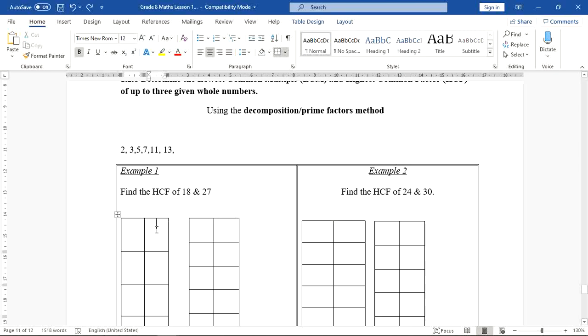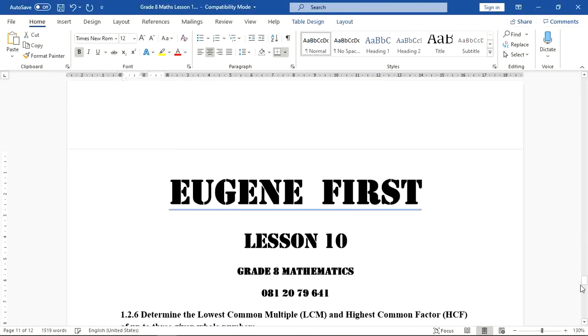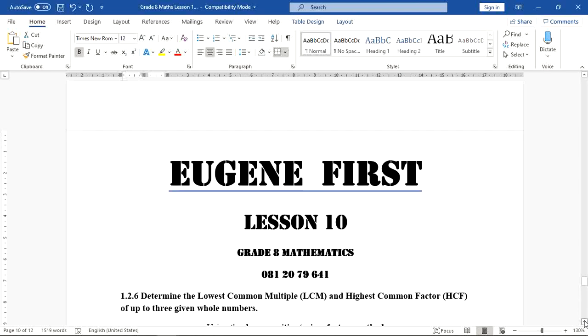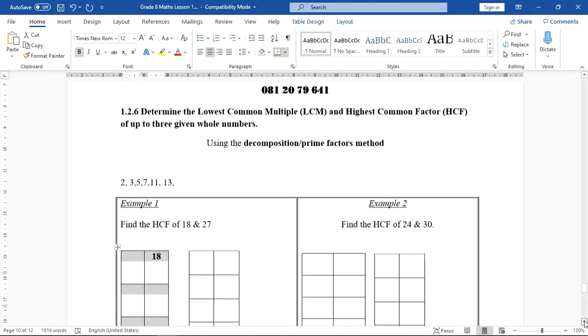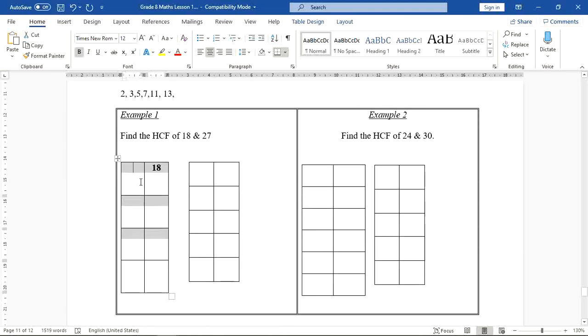So we put 18 here, and then we go to the list. We ask ourselves, what is the smallest prime factor that can divide 18? The smallest prime factor that can divide 18 is 2. Although 3 can also divide 18, you should always start with a small one. So 2 goes into 18, how many times? 9 times. Then we go back to the list.